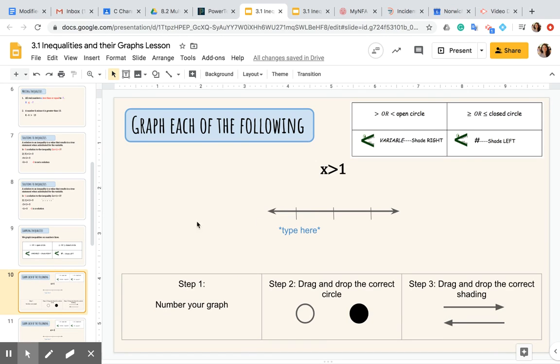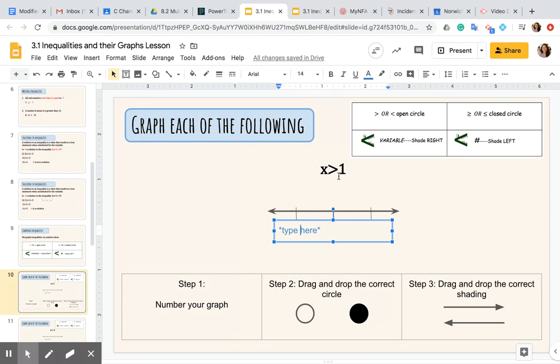So let's do a few together. X is greater than 1. Always start by reading the inequalities starting with the variable. X is greater than 1. Okay, so first and foremost, step 1. I'm listing all the steps down here. Step 1, number your graph. Well, I definitely have to have 1 on my graph. I usually like to put the number that is in the inequality on the center tick mark, and then I surround it with a number to the left and a number to the right.